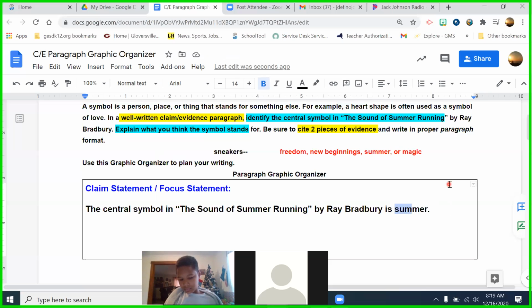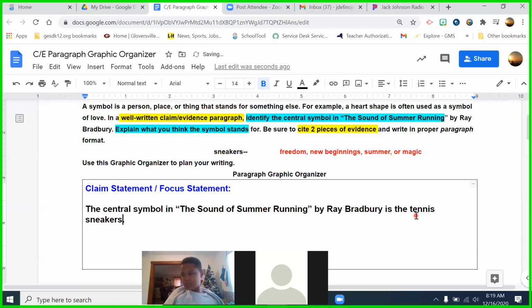No, hold on. Mrs. Jost is confused this morning. Hold on. Do we have to pick the one that you picked, or can we choose our own? Let me back up because I was ahead of myself in my brain and I typed the wrong thing. I should write, the central symbol in The Sound of Summer Running by Ray Bradbury is the tennis sneakers. We can all agree on that, right? Yeah. Okay. So everybody's first sentence is going to read that way, right?